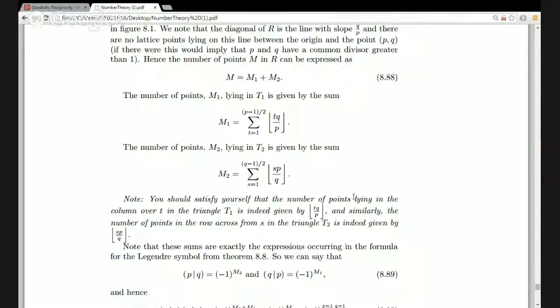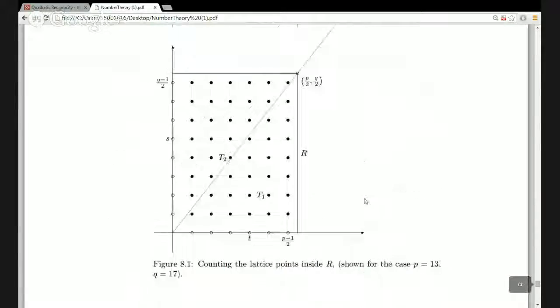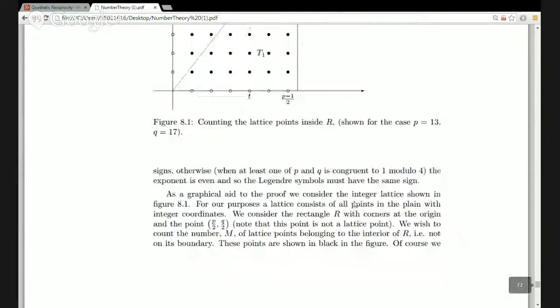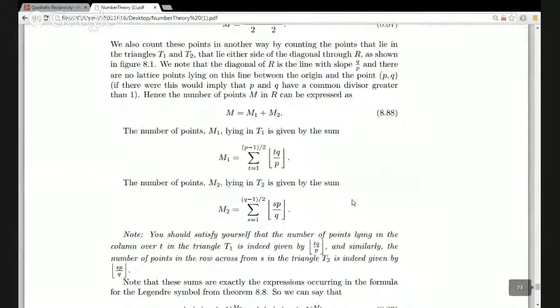When you look at the picture from the other side, you turn your head sideways, so the other axis is now the horizontal axis, and maybe you flip it over. So you're just doing things in reverse. When you look at it from that side, the line has gradient p over q, so we're interchanging the x and y coordinates. It flips around. The number of lattice points in M2 is this summation here, adding up all the floors of s times p over q.